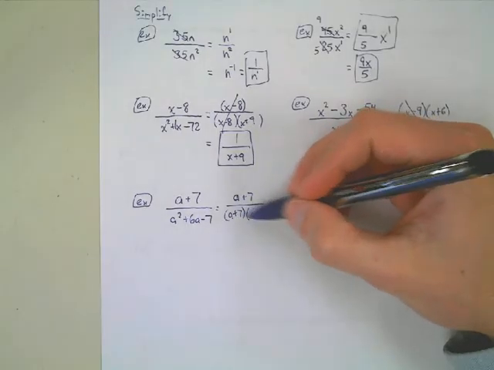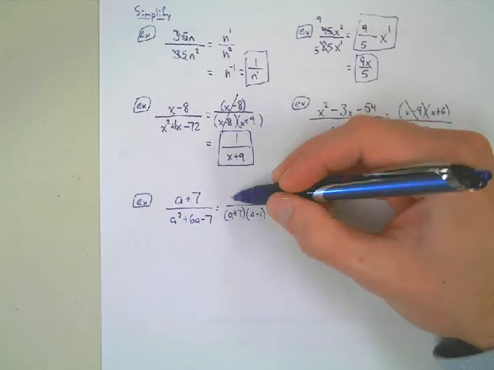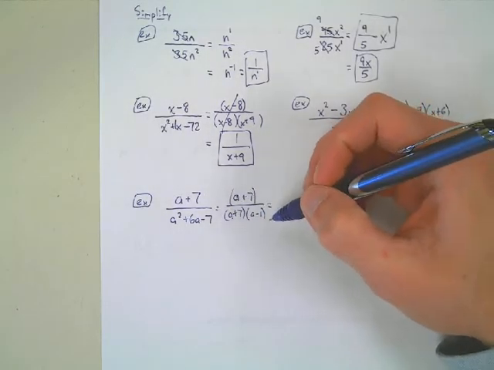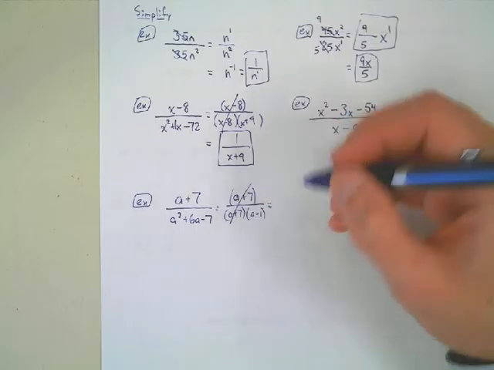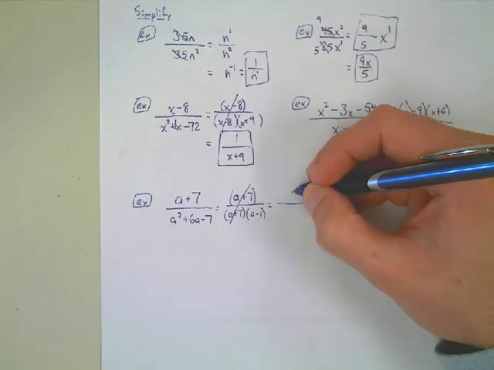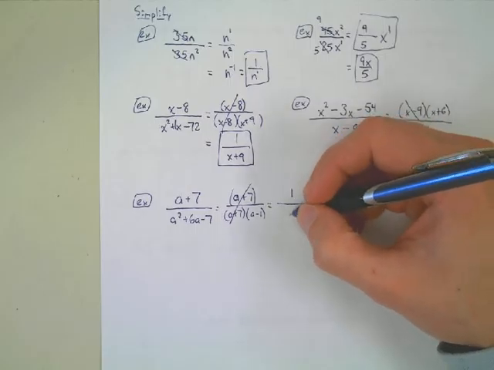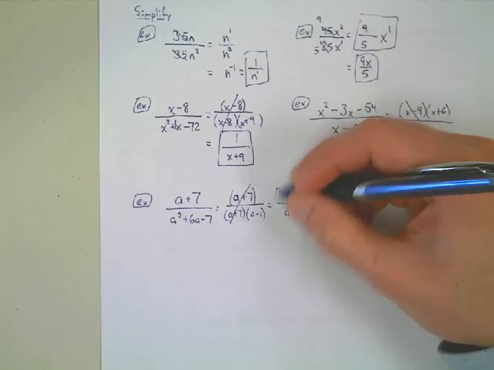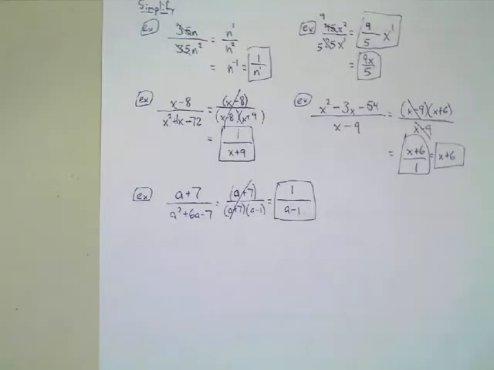This exact quantity, a plus 7, is what we have in our numerator, so what can we do? Make them cancel. And what's left in the numerator? 1. And the denominator? a minus 1. Very good. That's our final answer. That's it? That is it? Okay.